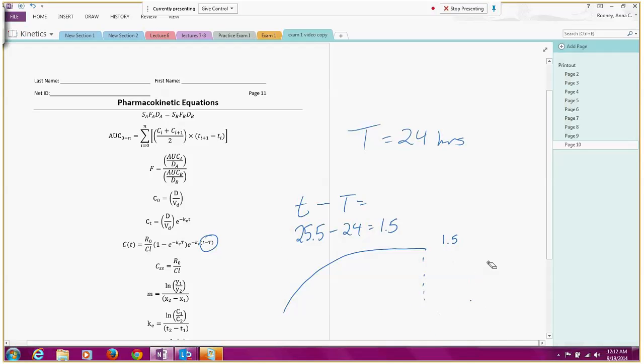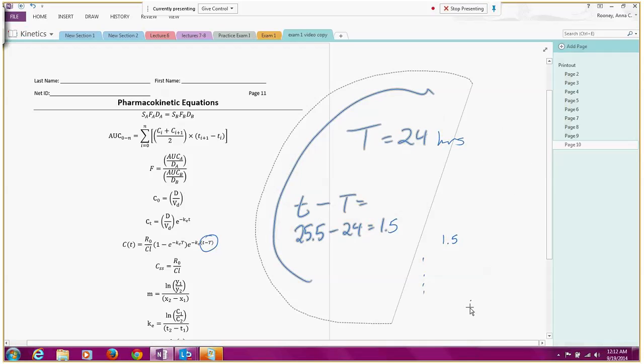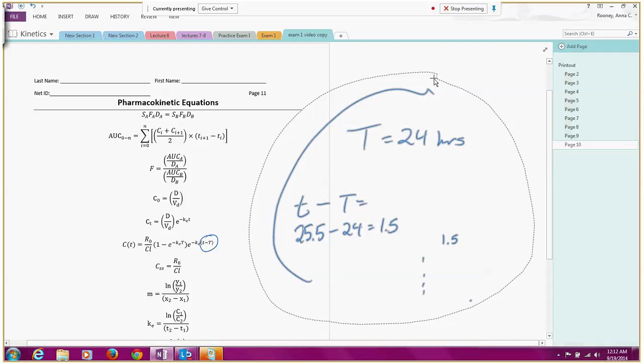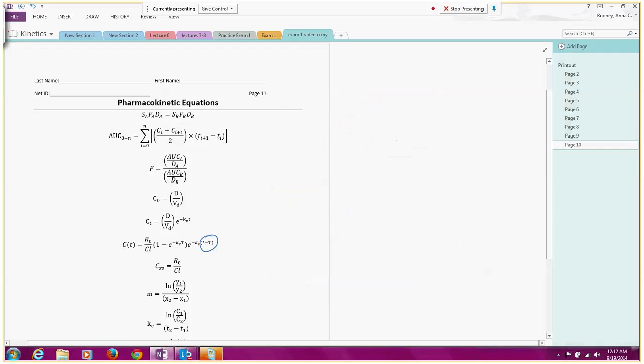Save your skin. Oh, come on. Well, this is how you get rid of it. I'm just getting frustrated with my computer. There you go. That's how you erase a huge area of your screen.